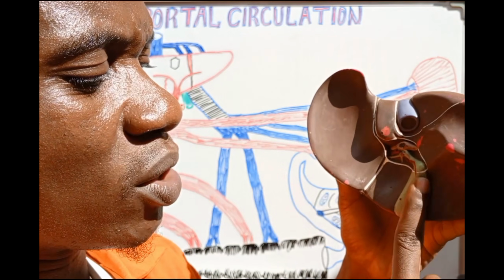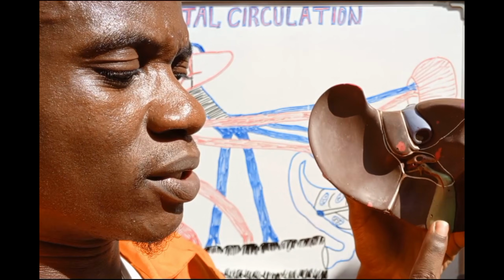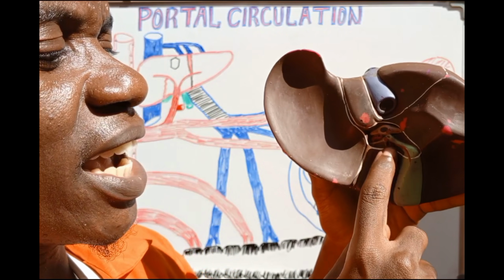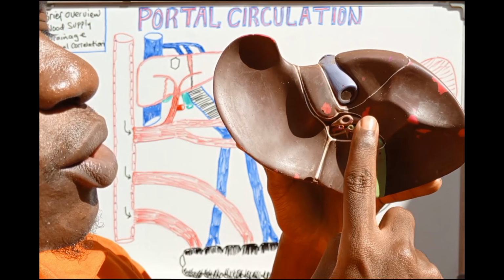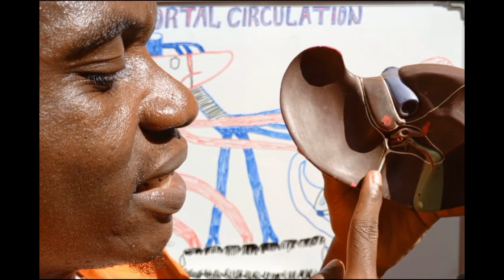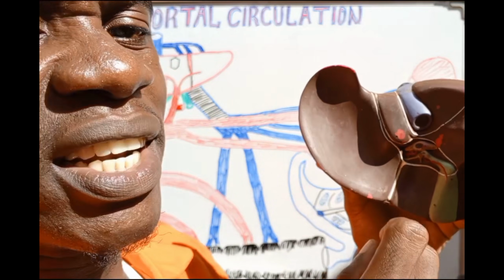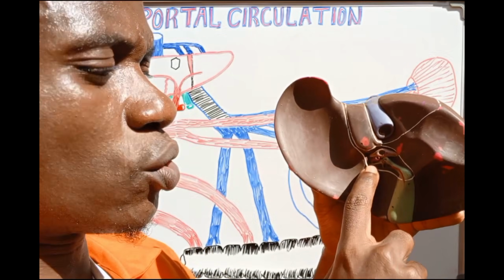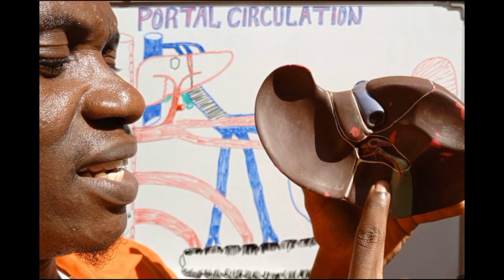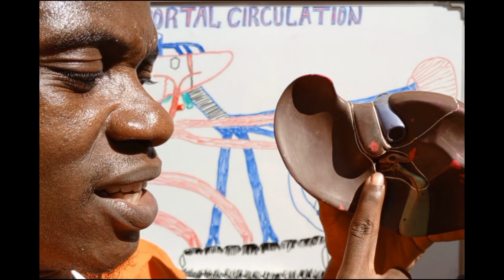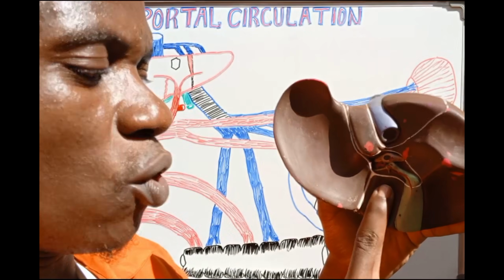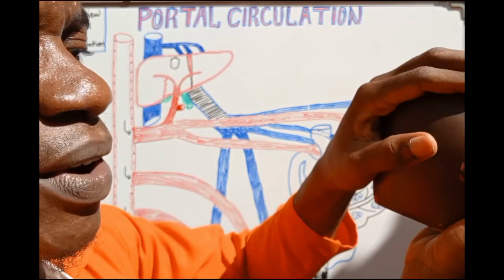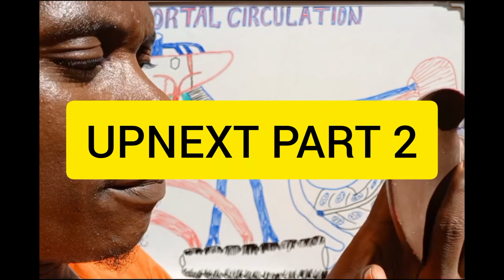Then this structure here is the gallbladder, which is very important in concentrating and storing bile. The lobe residing between the gallbladder and the ligamentum teres is the quadrate lobe. Quadrate means four, so it is a four-sided structure. So it is the quadrate lobe, caudate lobe, left lobe, and right lobe. Very important.